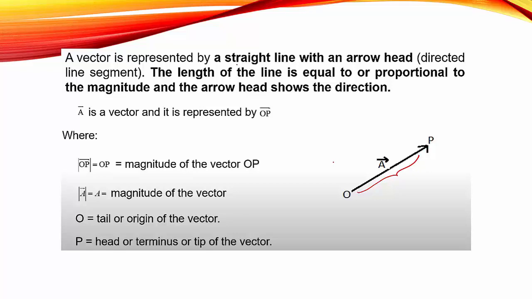Then we can represent a vector by an arrow mark on the alphabet, like vector A. When you write the magnitude, we write mod of vector A, or simply mod A, or simply A. All these terms are the same. This indicates only magnitude. In this diagram, O indicates the tail and P indicates the arrowhead, or we can say the terminus or the tip of the vector. This is the representation of a vector.